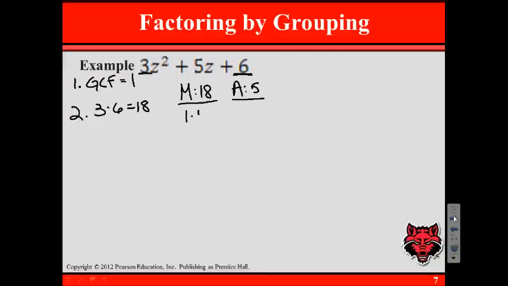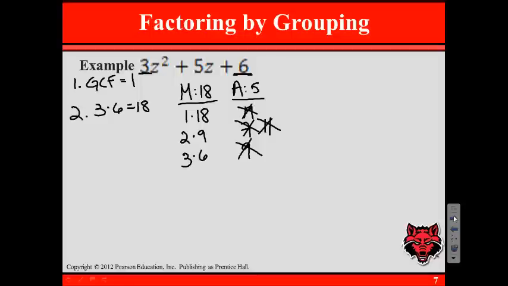So we try 1 and 18, that adds up to 19, that's not good. 2 and 9, that adds up to, I'm sorry, I said 2 and 9 is 7, that's actually 11, but either way, not going to work. 3 and 6 is 9, that's not good either.